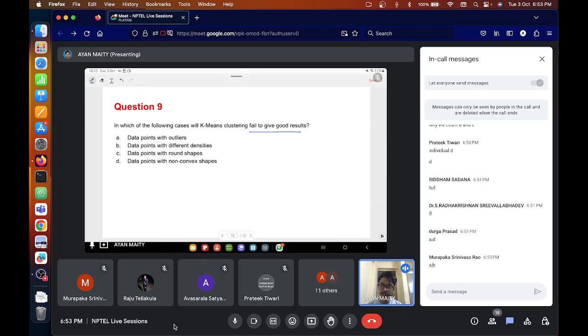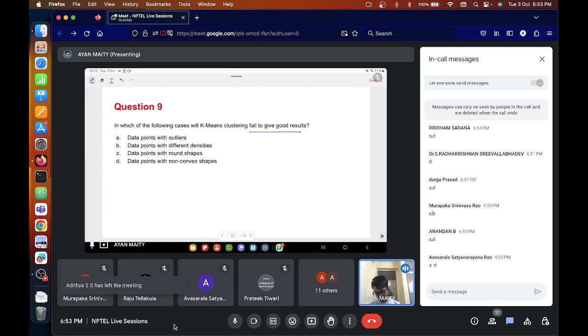Srinivasa Rao says A and B, with outliers and with different densities. Anandan says A and D, which is outliers and non-convex shapes. So I've got many different answers in the chat. So the correct answers are A, B and D. Only C is not the correct answer.